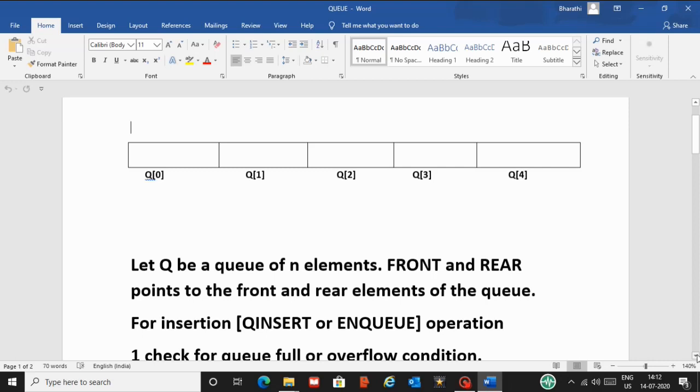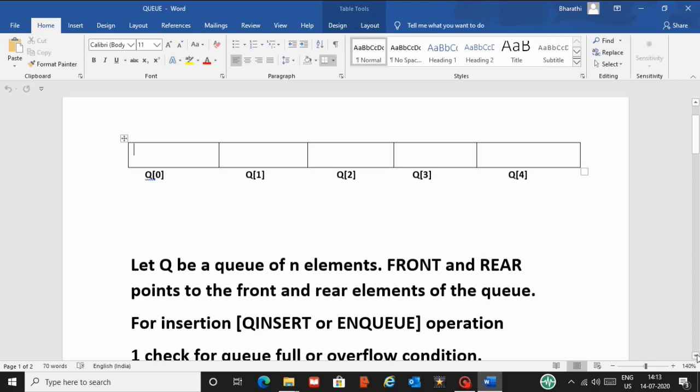Again, this also we will be having in the lab. Today's class will start with the insertion of an element. Fine. How do we insert an element into a queue? That is performing the NQ operation.